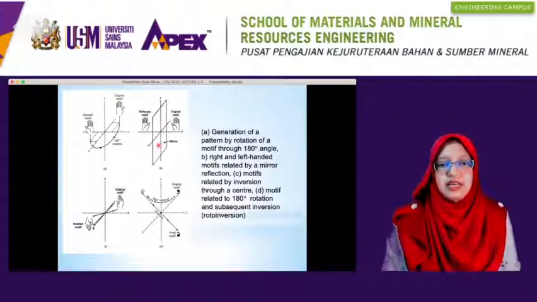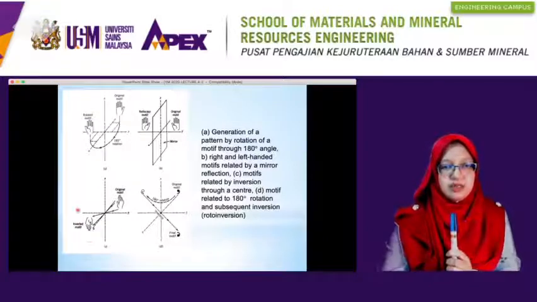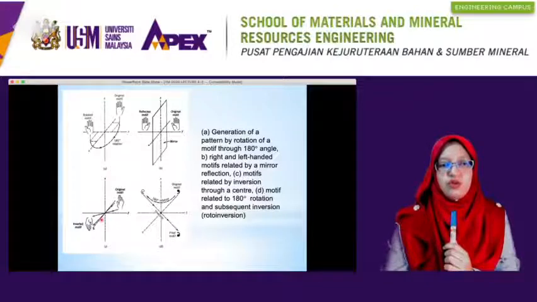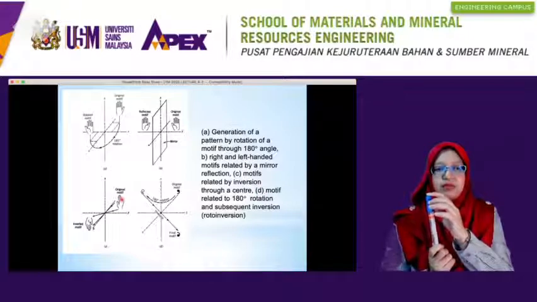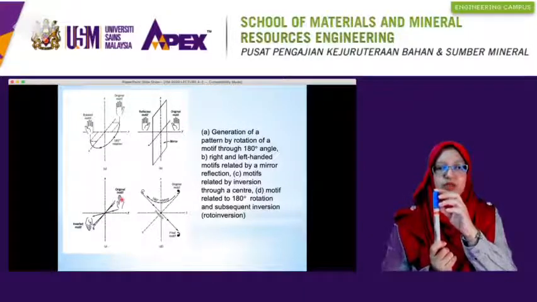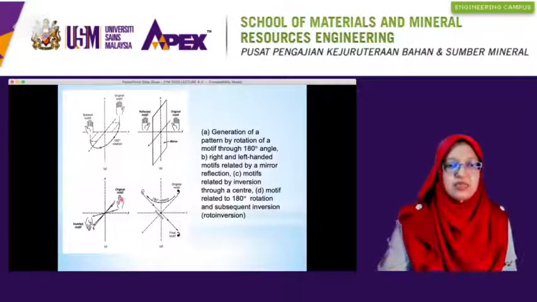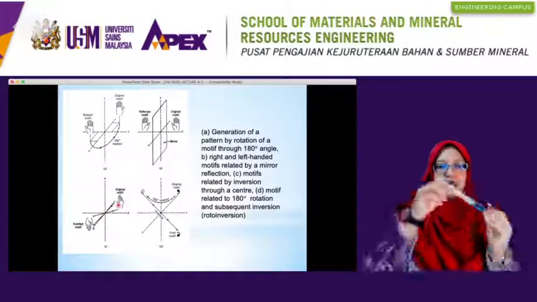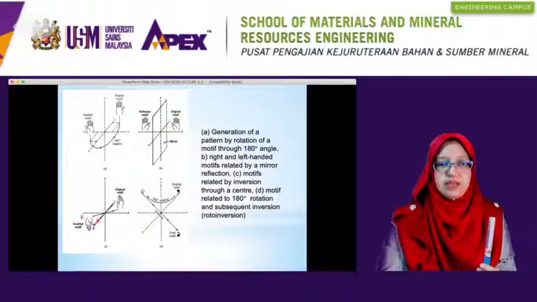Then we have inversion. For inversion, this is your original motif. Remember, I said you have to know where your axis is. So this is X, Y, and Z. This is the motif. And when you invert your motif, the inverted motif, you have to get it through a point, a center. So it must go through the center of your axis. This is the center. So it has to invert through the center. So you get your inverted motif here.